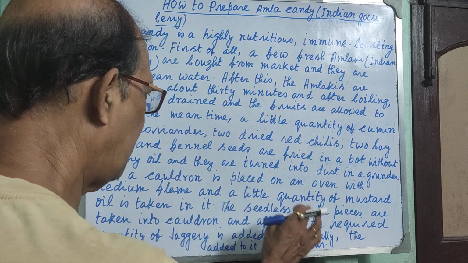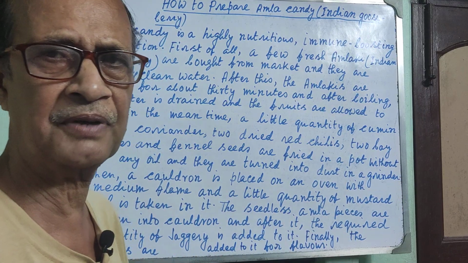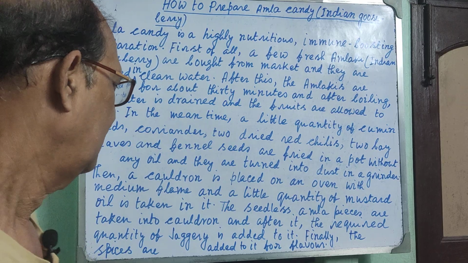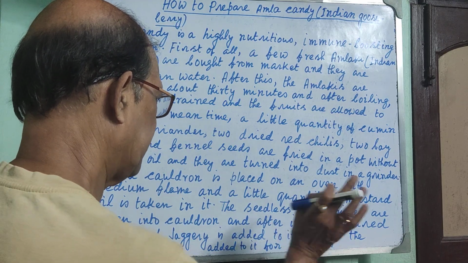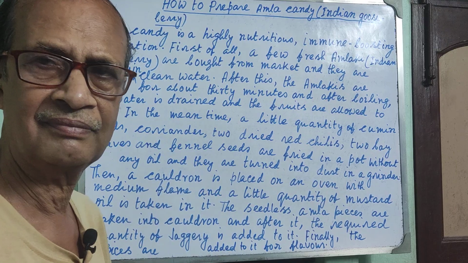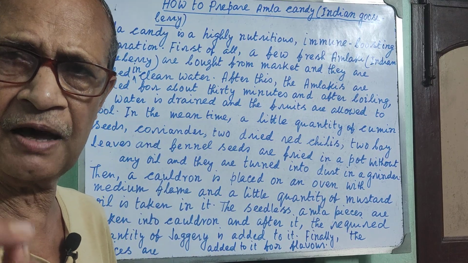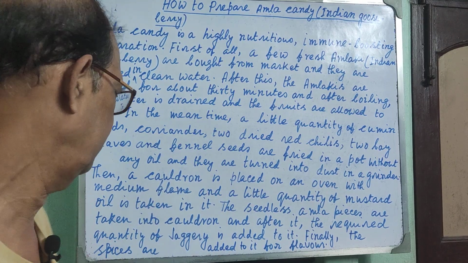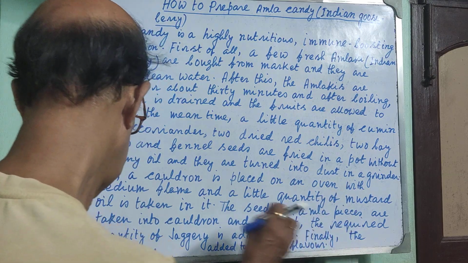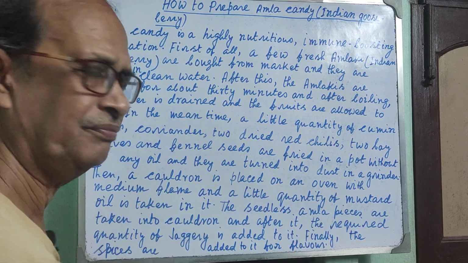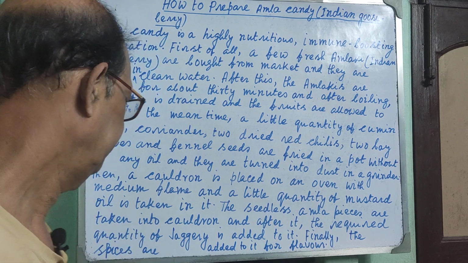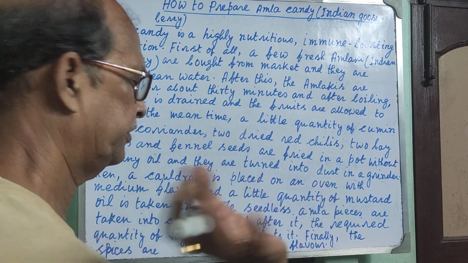The seedless amla pieces, and after boiling you must remove the seeds from the amlas, are taken into the cauldron. And after it the required quantity of jaggery is added to it.